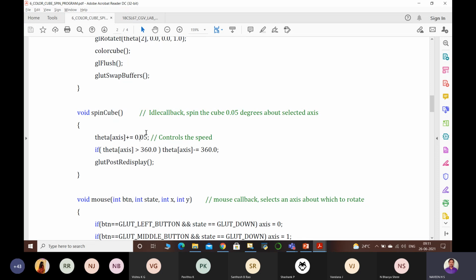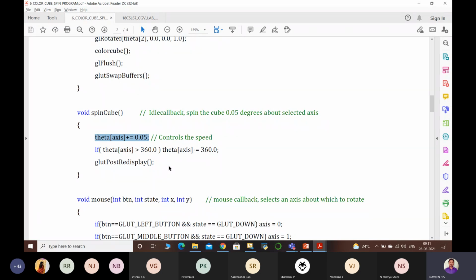Whether you want to increase the speed or decrease the speed of spinning the cube, you can control that using this function: theta of axis equals theta of axis plus 0.05. And if theta of axis is greater than 360 degrees, then theta of axis is equal to theta of axis minus 360 degrees.